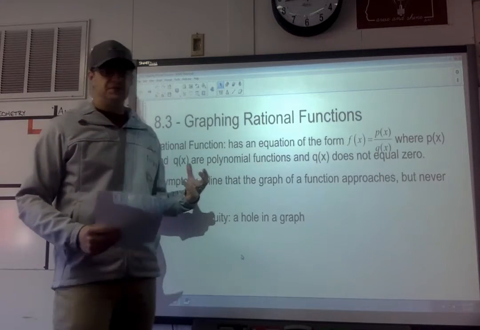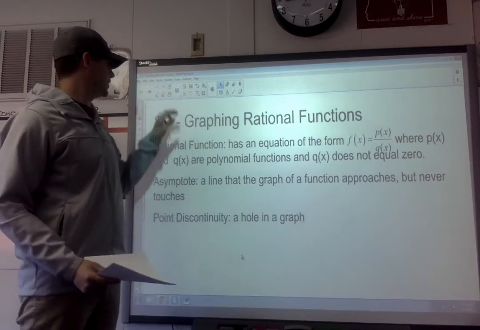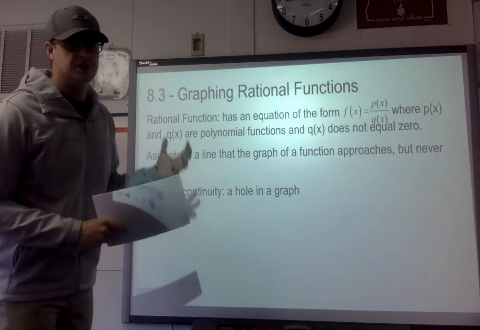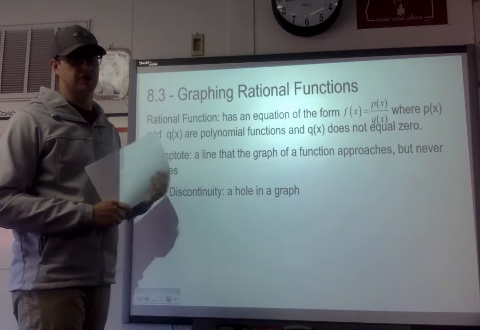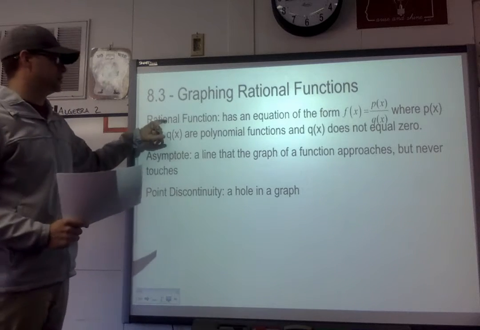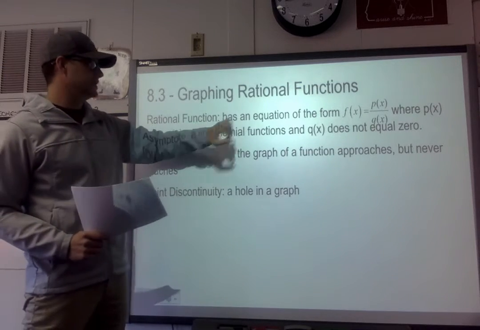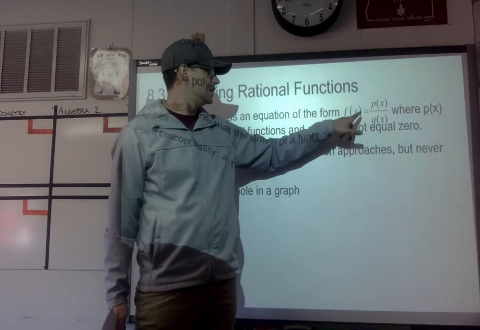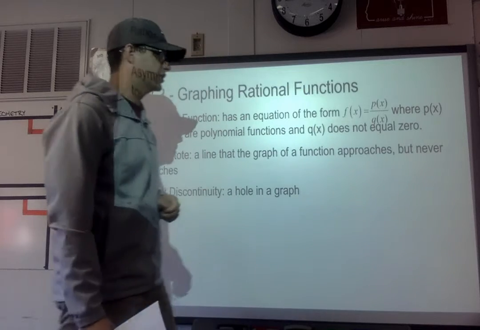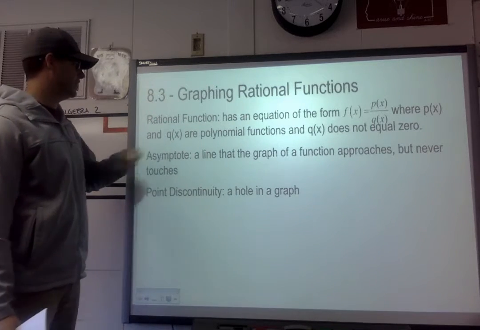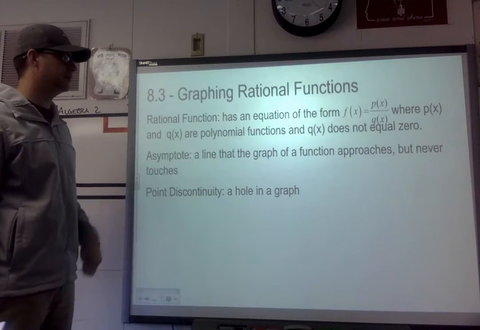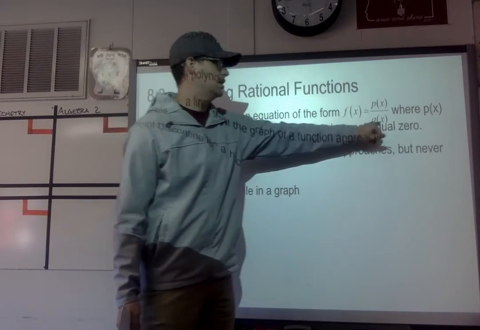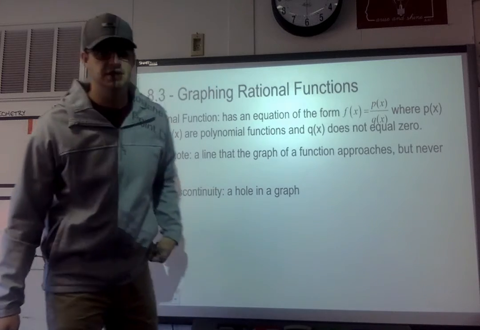Okay, so far in Chapter 8, we've learned how to multiply, divide, add, and subtract rational functions. Today we're going to learn how to graph rational functions. So, a rational function has an equation of the form, since it's a function, it's going to start with f of x equals p of x over q of x, where p of x and q of x are polynomial functions, and q of x does not equal 0, because again, we cannot have a denominator of 0, or else that makes it undefined.